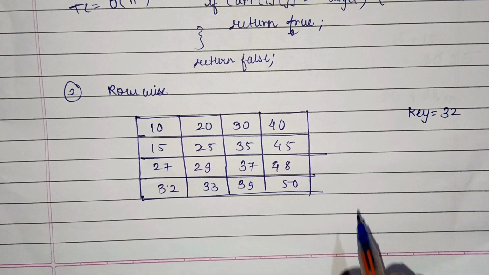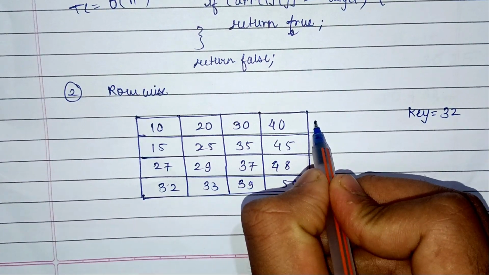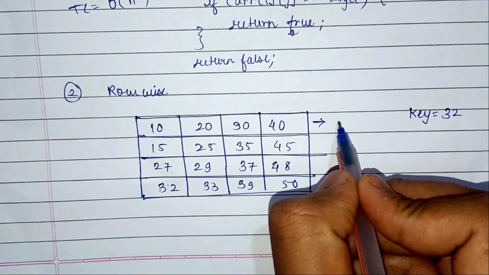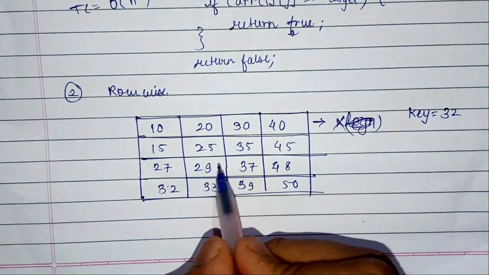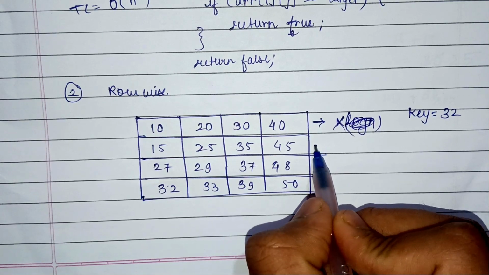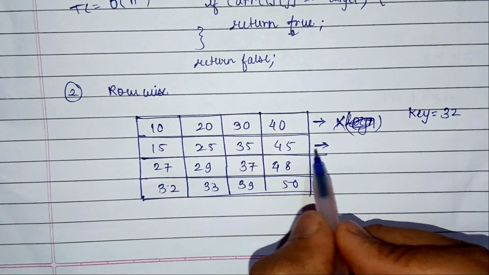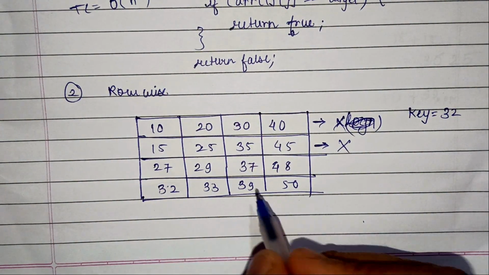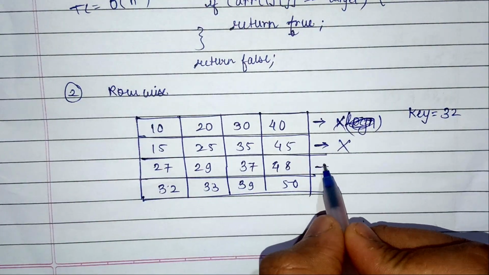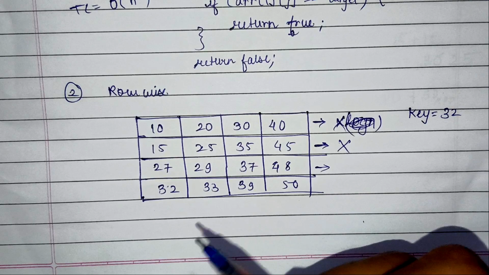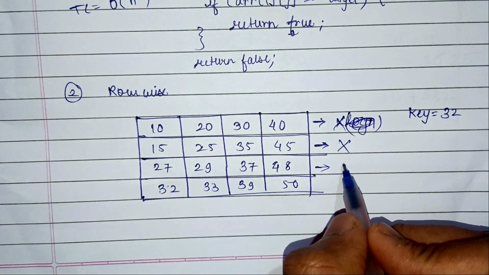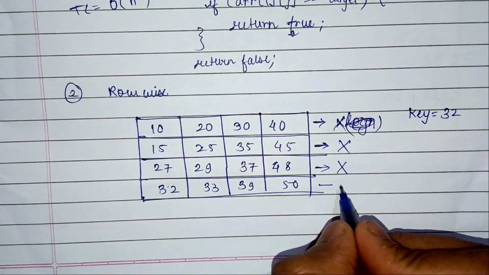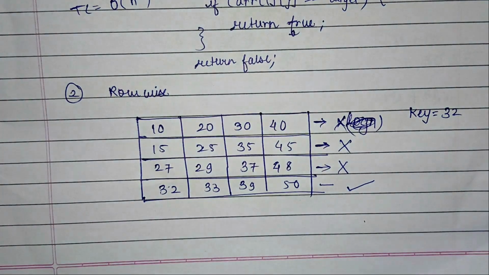If we apply the binary search in the first row, we will not get our element. In the second row, if we apply the binary search, in this row also we will not get our element. In the third row, if we apply our binary search algorithm, we will also not get our element. In the fourth row we will get our element.